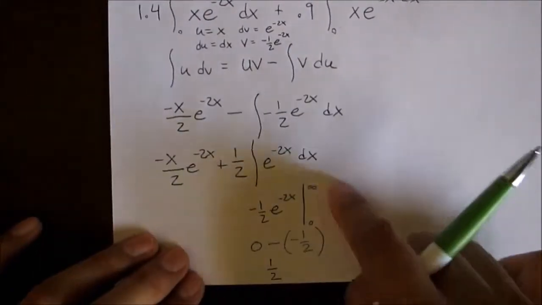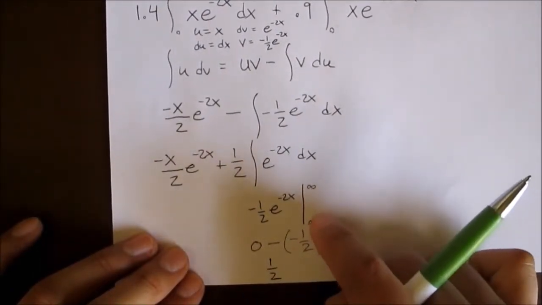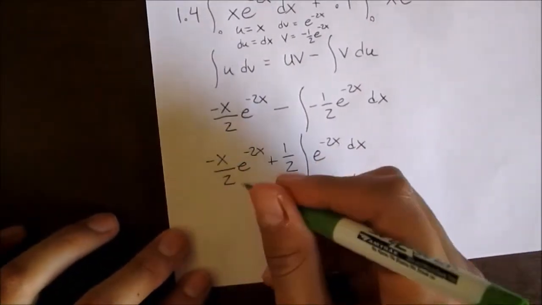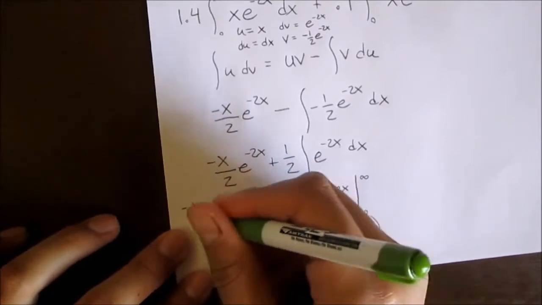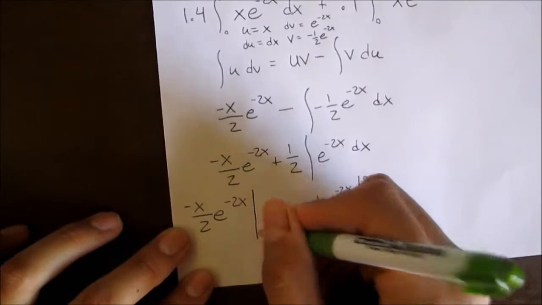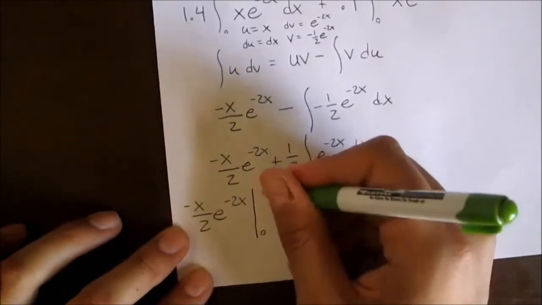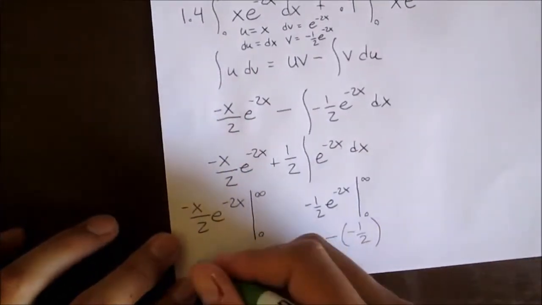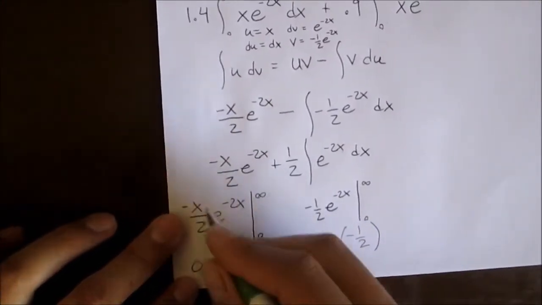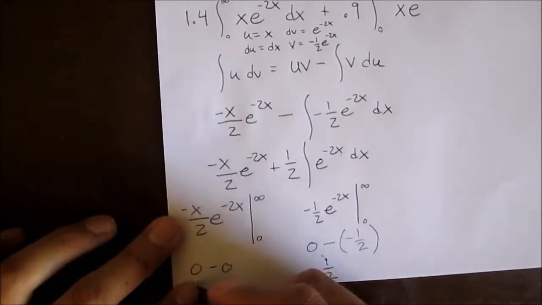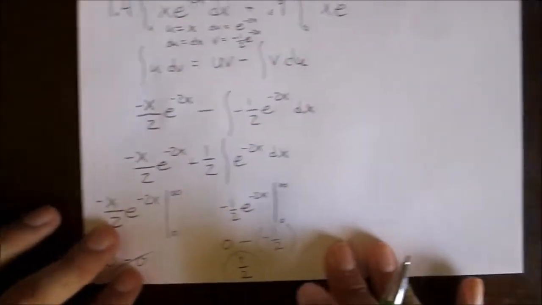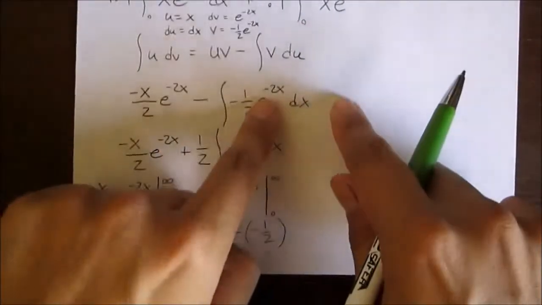Okay, and now we need to apply this same interval from 0 to infinity over here to this. So then we're going to have negative x over 2 e to the negative 2x evaluated from 0 to infinity. So like I said, infinity zeroes it out, minus, but then 0 over here, that's just going to make it 0 anyway. So it's just a half for right now.